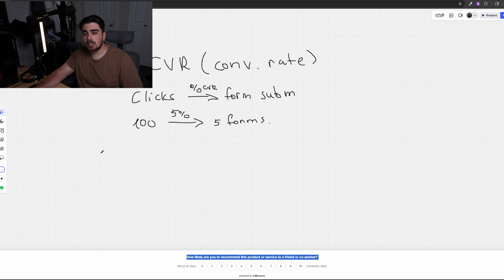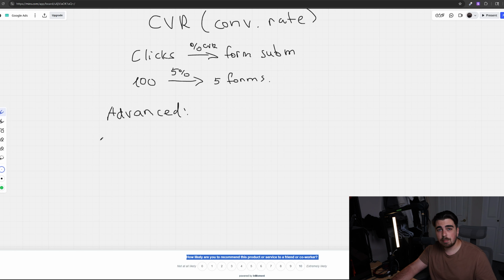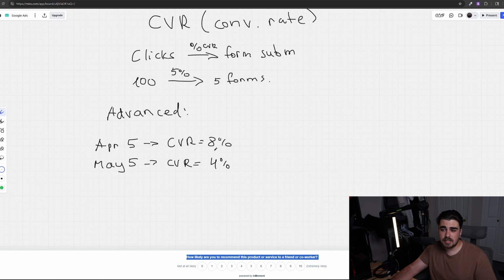So now here's a little bit of advanced stuff that you might want to learn. Conversion rate is also a diagnostic tool. What do I mean by this? Let's say you're running a campaign and you can see that on April 5th your conversion rate is 8%. And then after a month, on May 5th, your conversion rate drops to 4%. This is a significant drop. This is a 2 times lower conversion rate.